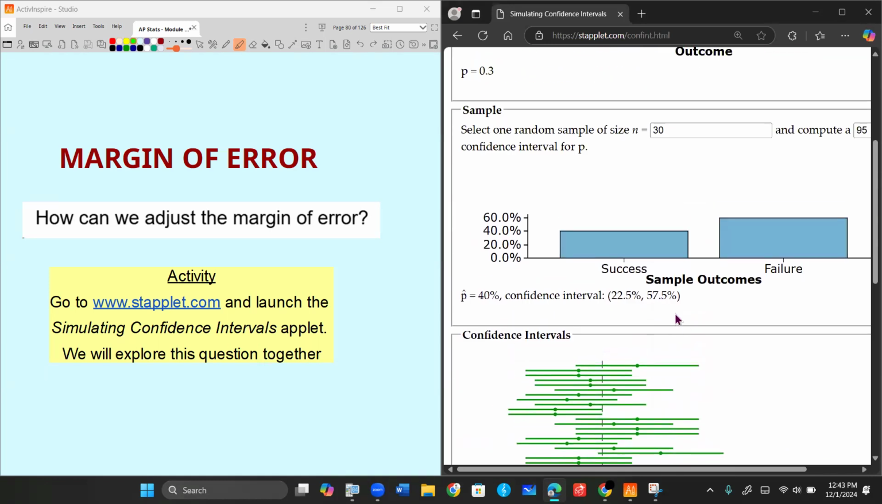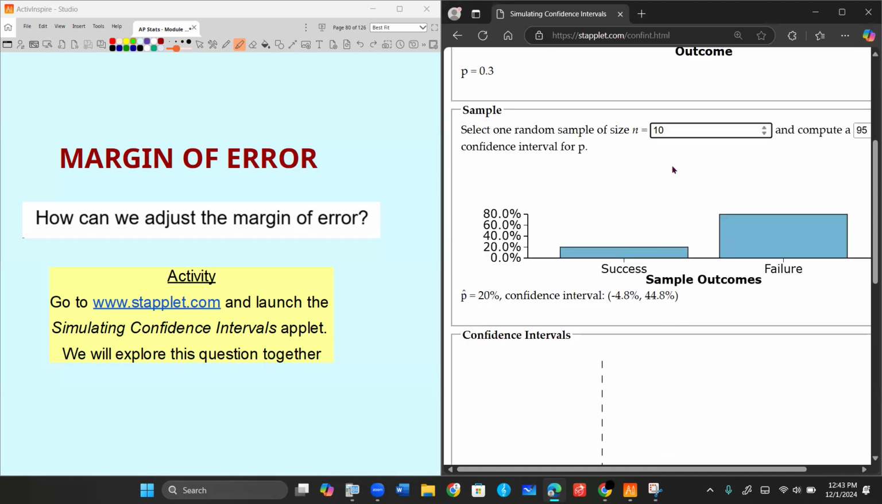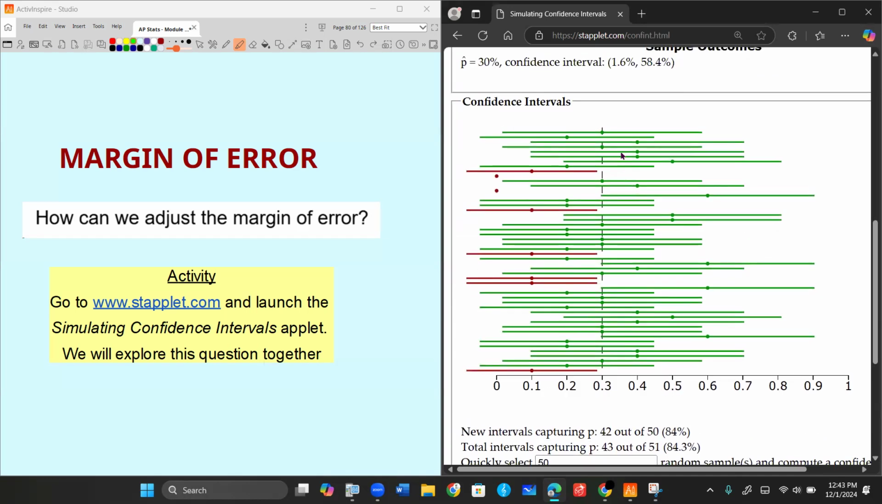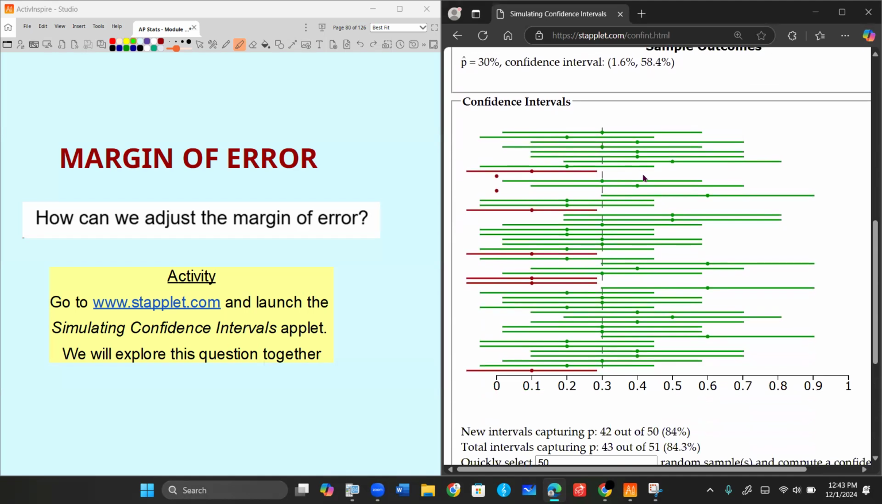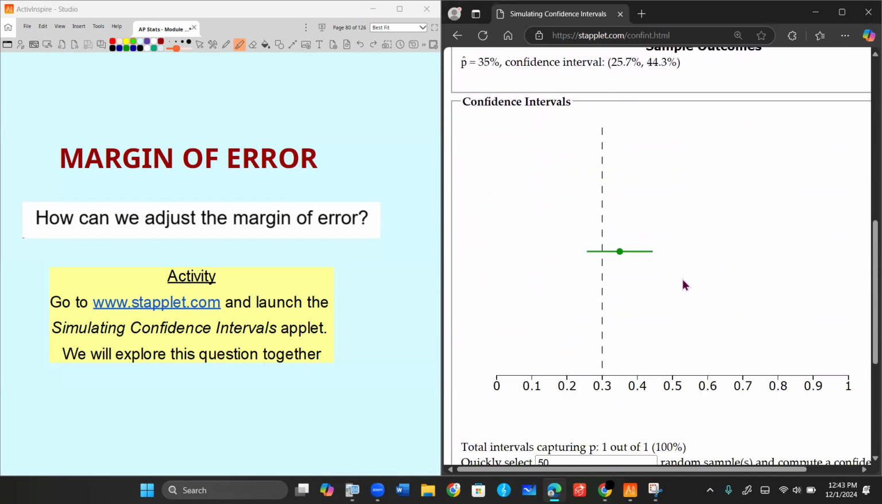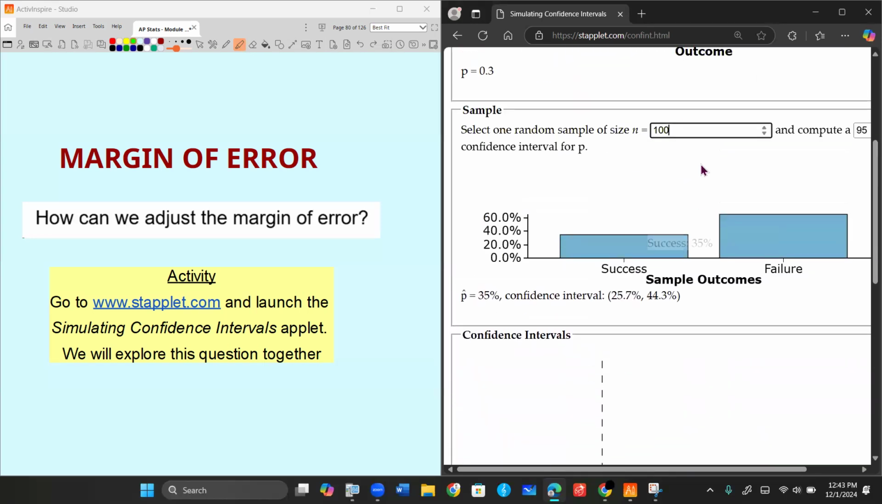Now, if I keep that 95% and make my sample size smaller, let's say a sample size of like 10, and let me do a bunch of samples. You notice that your interval got a lot wider here. With a much smaller sample size, you're going to have a lot more error, so the interval will be much wider. If I make my sample size like 100, the interval got even narrower. Larger sample, more precise, narrower interval.